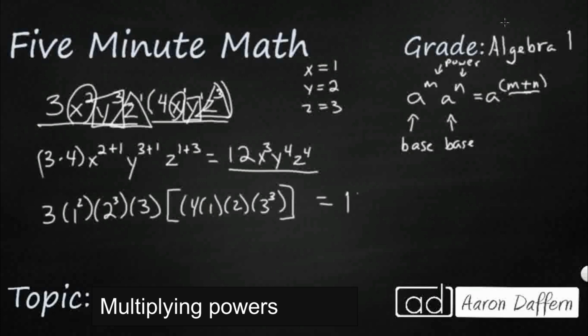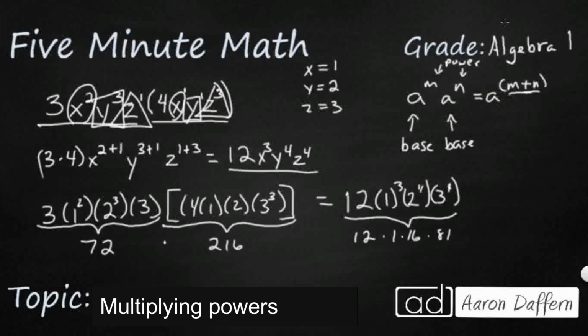So theoretically, this should equal what I came up with, right? The simplified version, 12, and then that's going to be x, which is 1 to the third power, and then y is going to be 2 to the fourth power, and then z is going to be 3 to the fourth power. And if I can simplify both and make sure that they're equal, well, then we're going to be the same. So let's go ahead and take a look at what this turns into.